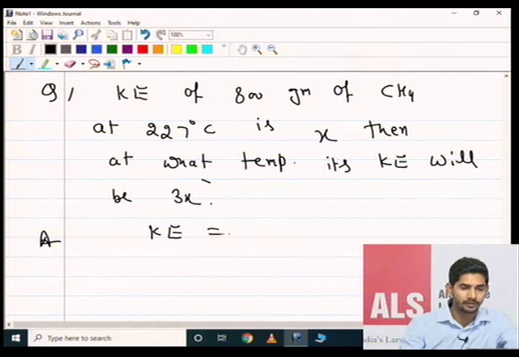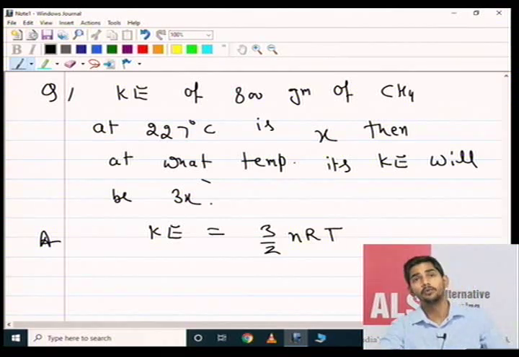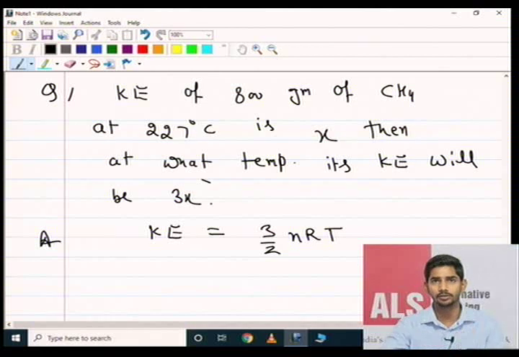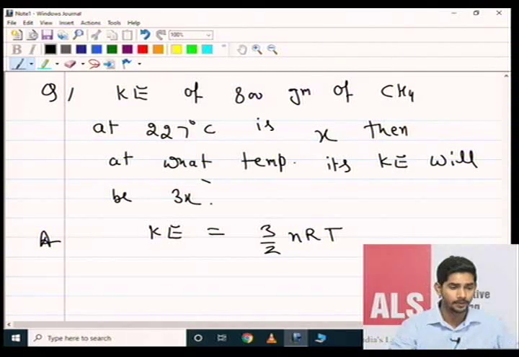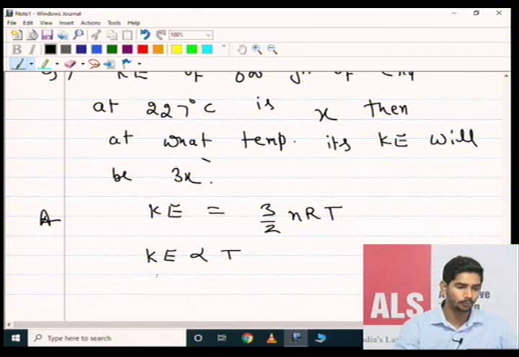See, we have learned that kinetic energy is nothing but 3 by 2 nRT. n is constant, R is constant because they are talking about the same gas. They are saying the kinetic energy of 800 gram of CH4 at 227 degrees Celsius is X, then at what temperature its kinetic energy will be 3x. It means they are not changing the mass, so they can't change the moles. R is the universal constant, so that will also be constant. So kinetic energy depends only on the temperature. It is directly proportional here. So you have to do this one only.